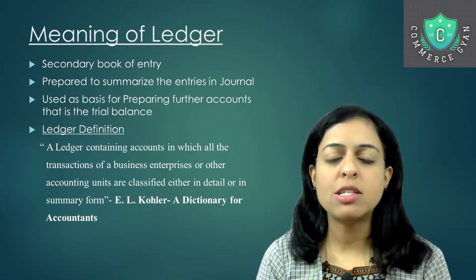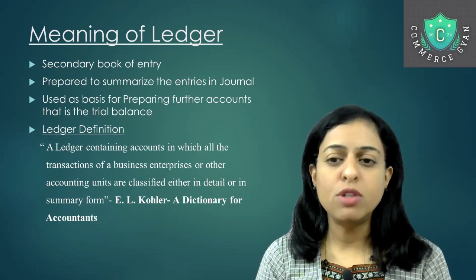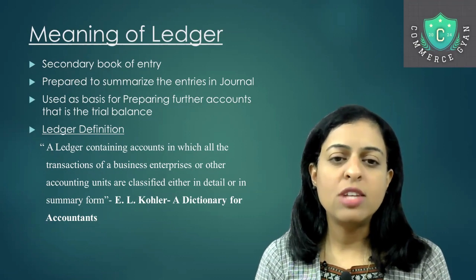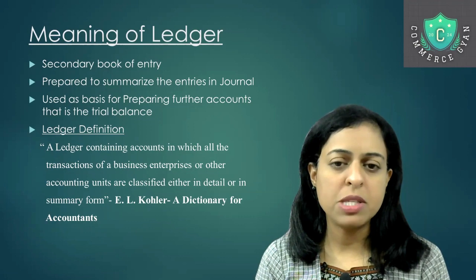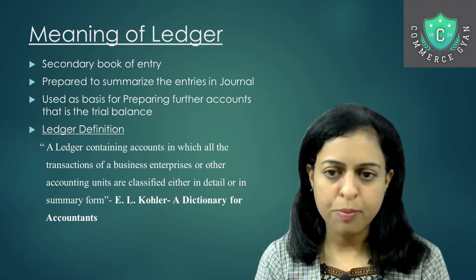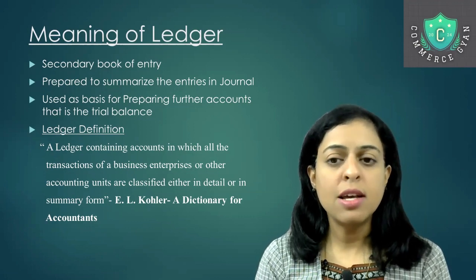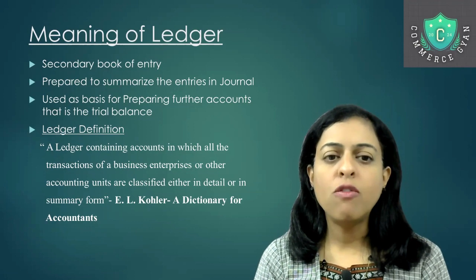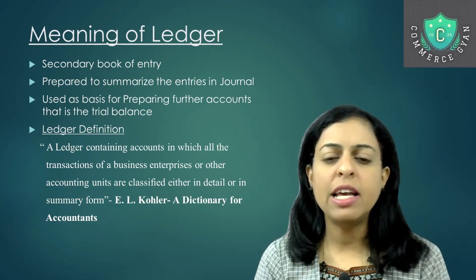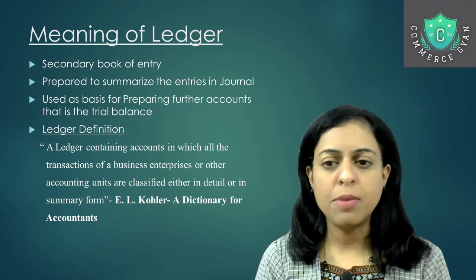Okay, so hopefully this part is clear. Now let's see the definition. What is the traditional definition written? If you just read through it, a ledger is containing accounts in which all the transactions of a business enterprise or other accounting units are classified either in detail or in a summary form. So basically, it's containing accounts of the business transactions in the format of what? It's classified in a detail or in a summary form.